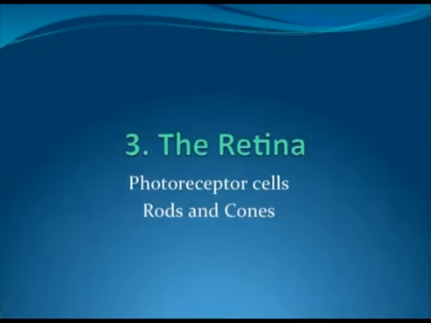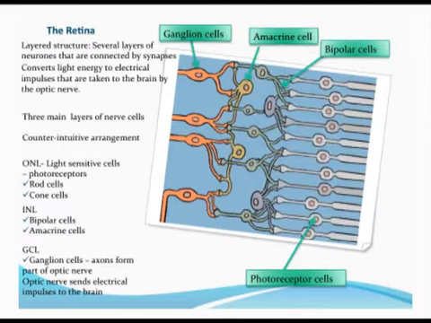So let's discuss the retina in a bit more detail and look at the different nerve cells that are in the retina. So here is a schematic diagram of the retina, and you can see it's a layered structure. So it contains several layers of nerve cells. These nerve cells convert light energy into electrical signals. And there's three main layers of nerve cells, and they're actually in a counterintuitive arrangement. So light needs to pass through the different layers of nerve cells before it actually reaches the photoreceptor cells. So it's positioned the wrong way round almost.